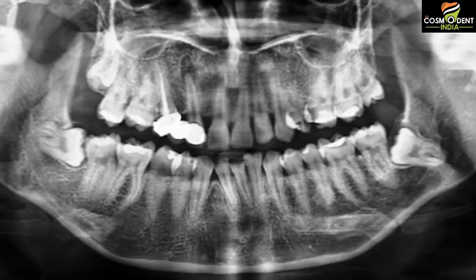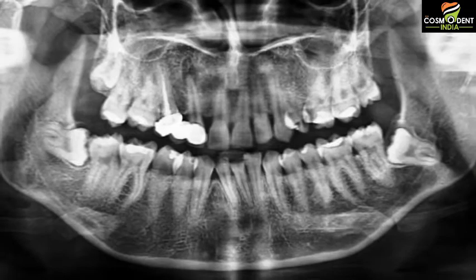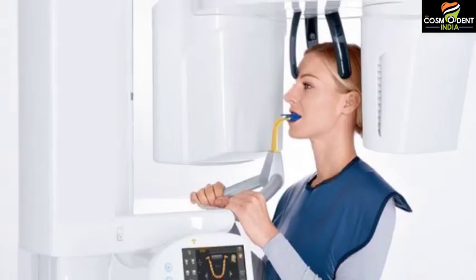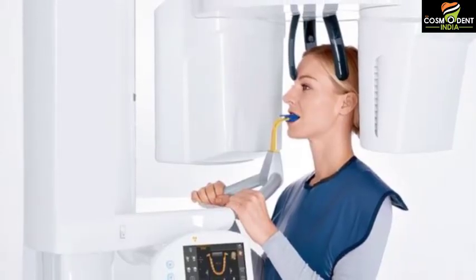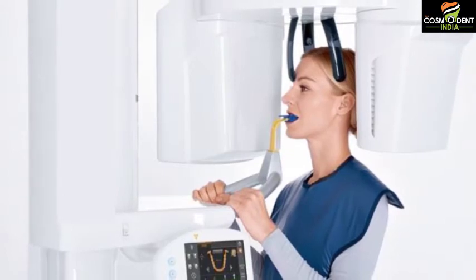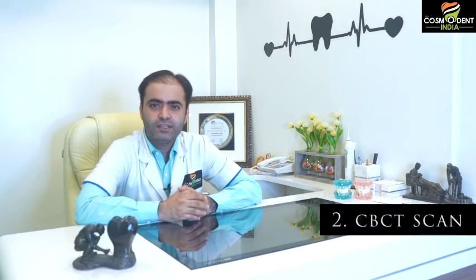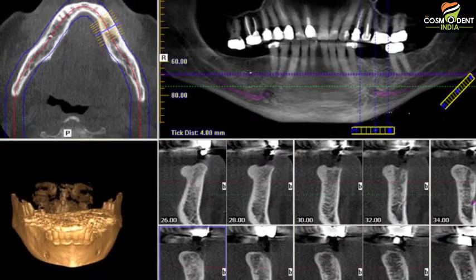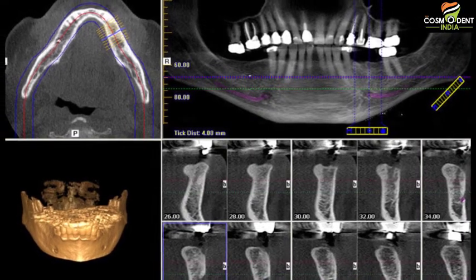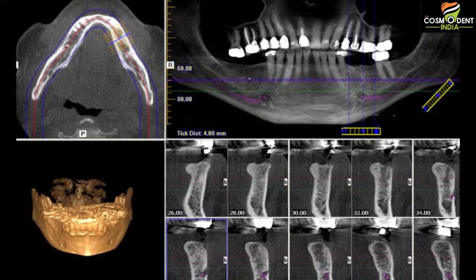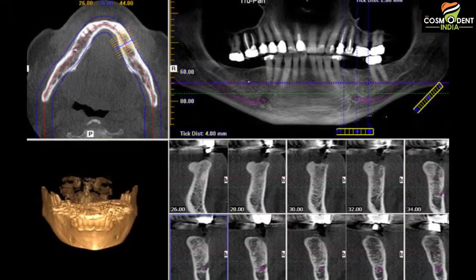The basic test is called OPG test. It is an X-ray which is a two-dimensional X-ray which gives us idea about the density of your bone. So in case if you are looking for dental implant, the first X-ray which you have to do is an OPG X-ray. The second X-ray which is required for the dental implant is known as CBCT. It is nothing but a three-dimensional image of your jawbone. Based upon that, we calculate the exact size of the implant which you require.